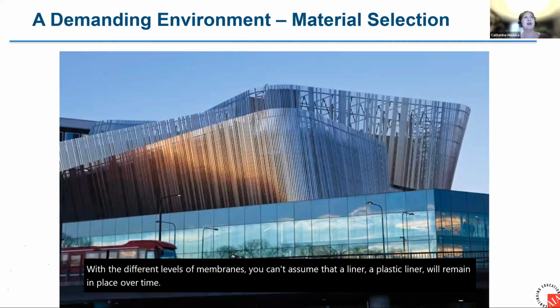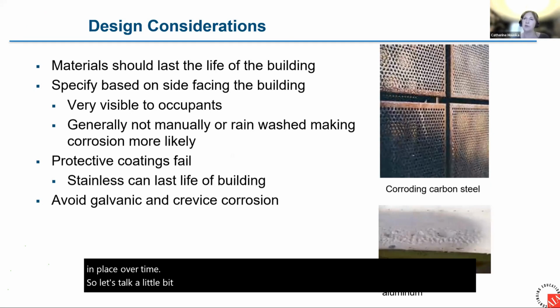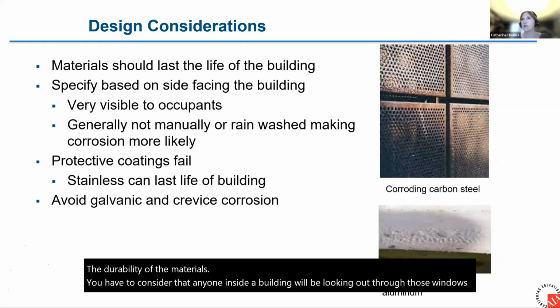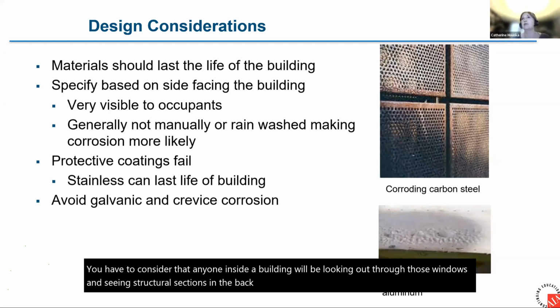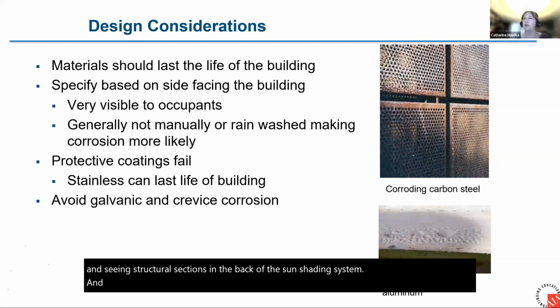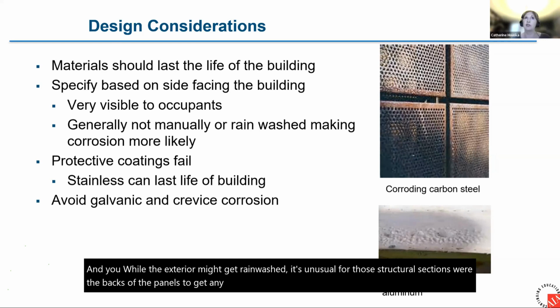So let's talk a little bit about other aspects of design, specifically the durability of the materials. You have to consider that anyone inside a building will be looking out through those windows and seeing structural sections and the back of the sun shading system. And while the exterior might get rain washed, it's unusual for those structural sections or the backs of the panels to get any rain washing or manual washing.